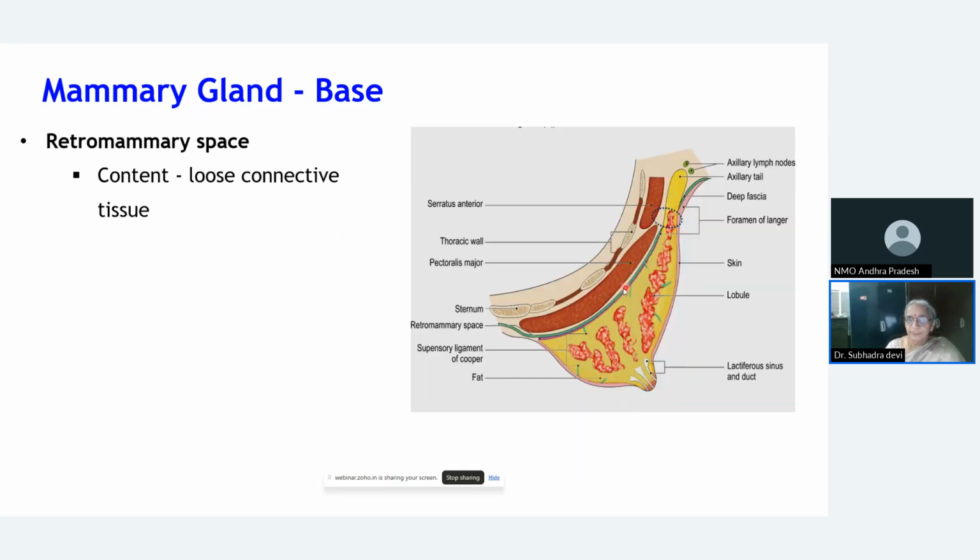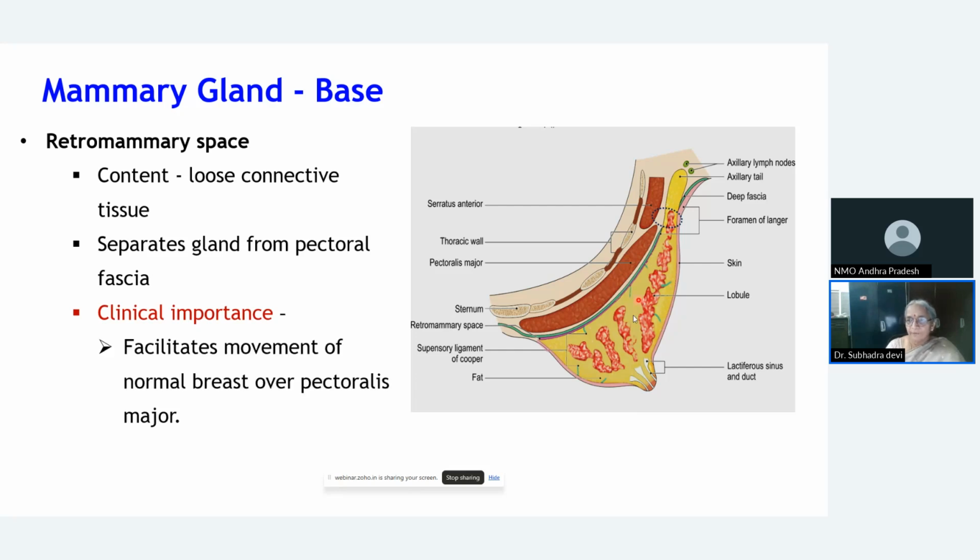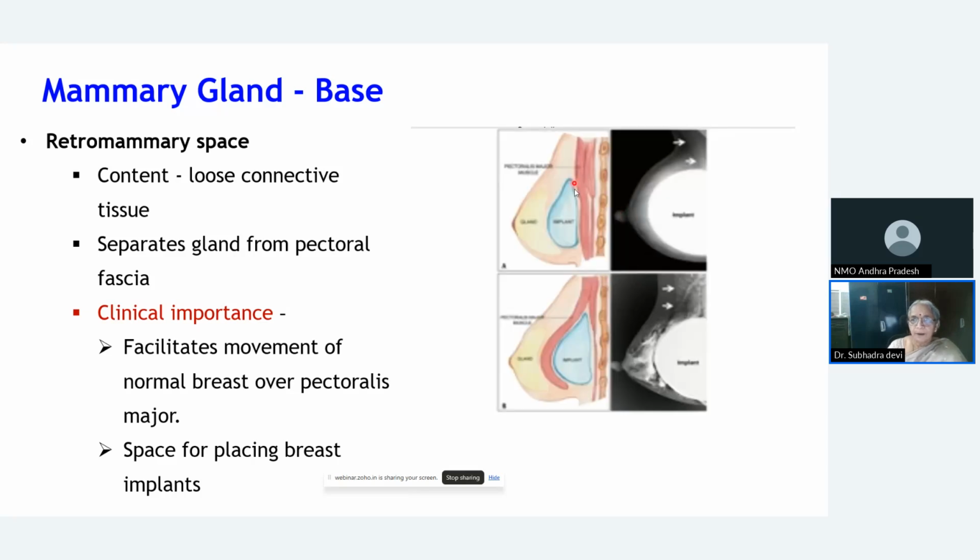The retromammary space we have mentioned is a loose connective tissue which is separating the gland from the muscles, that is the pectoral fascia, and it is the one for the movement of the breast over the pectoralis major. If it is fixed, as in the case of malignancy, it is fixed to this, and it is an important place for placing the breast implants. So how they place the breast implant, you can see in this retromammary space.